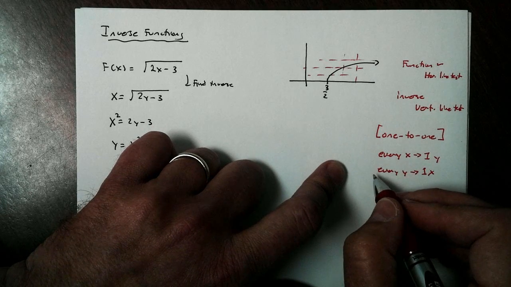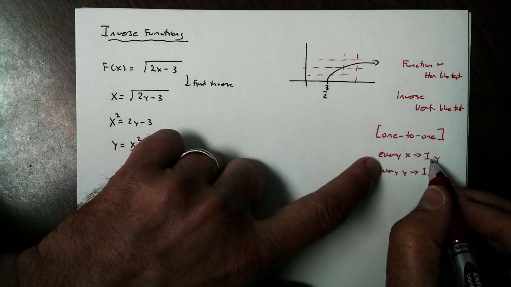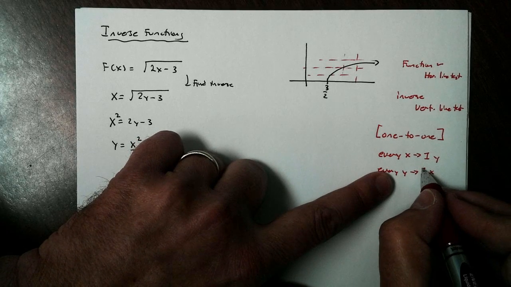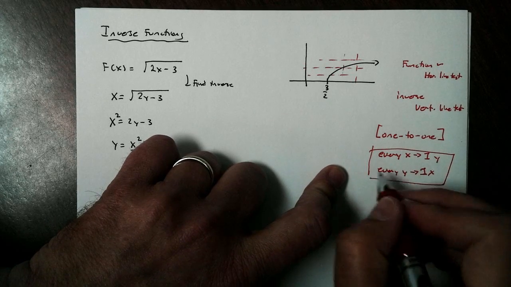Think of it like a relationship. It's a good relationship. For every x, for every boy, there's exactly one girl. For every girl, there's exactly one boy. This is what we call one-to-one.